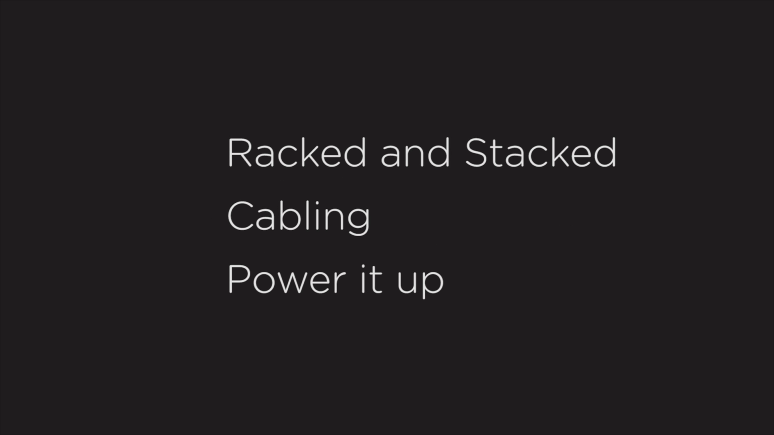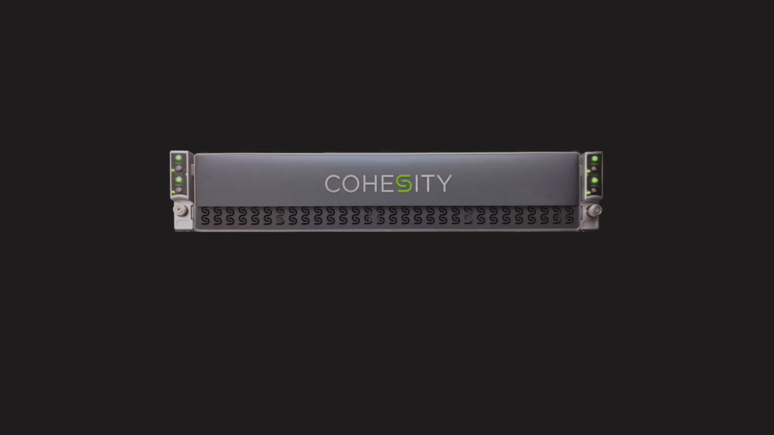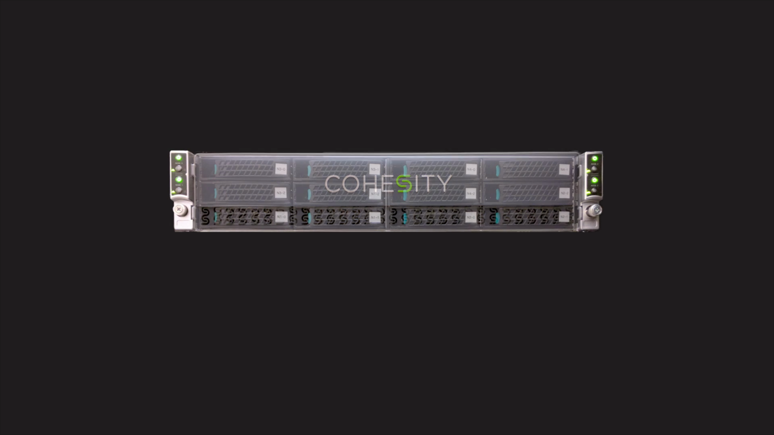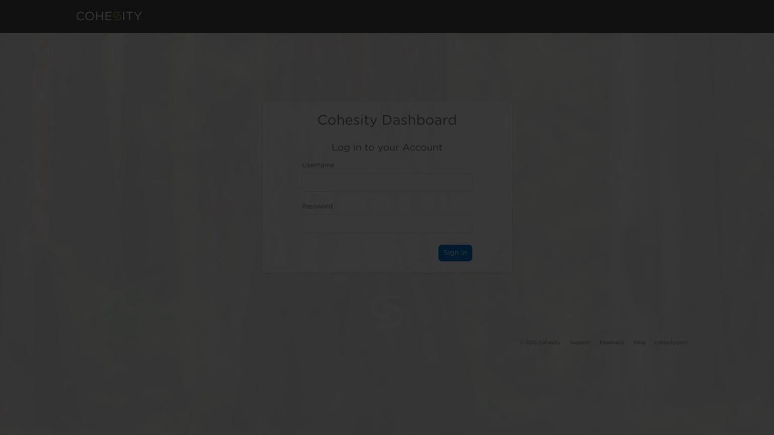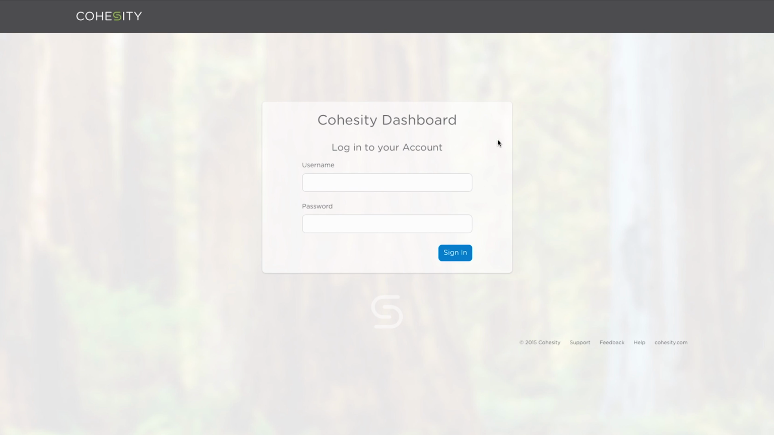We've already done all of the heavy lifting by racking and stacking our Cohesity block, connecting all of the cabling, and powering on all the nodes within the block. The cluster setup tool can be accessed by connecting to any of the free nodes within the block. All we need to do is enter the node's unique URL into the browser window. Let's log in using the default username and password.